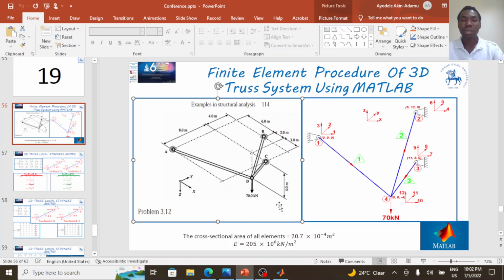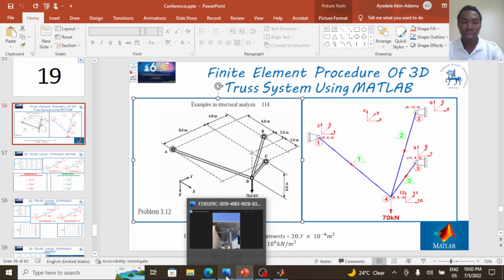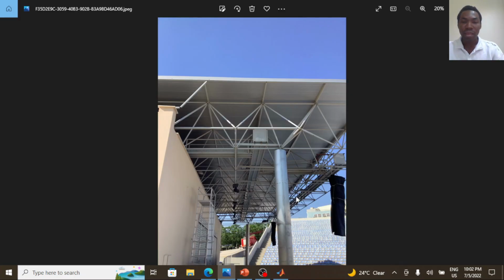I think I have images of this structure on my computer. I think I should show you. This is an example of a 3D roof truss system. You can see the truss system here.